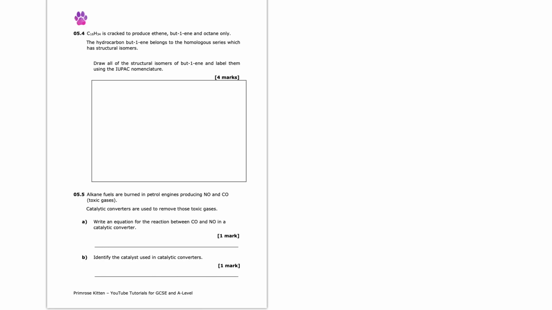Okay, so here we're told that C16H34 is cracked to produce ethene, but-1-ene and octane only. The hydrocarbon but-1-ene belongs to the homologous series, which has structural isomers. So here we're asked to draw all of the structural isomers and to label them. With these, I would recommend that you're very, very methodical. I would always start by saying, okay, let's just do it in a straight chain. And because we know it's got a double bond, let's attempt to put that double bond bang in the middle.